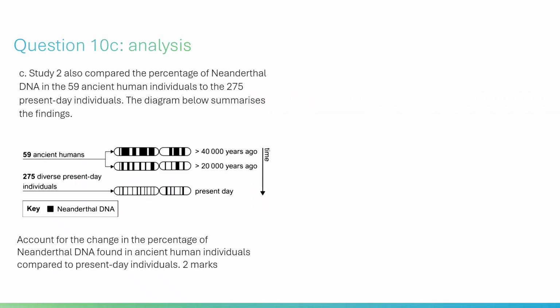Study 2 also compared the percentage of Neanderthal DNA in the 59 ancient human individuals to the 275 present-day individuals. The diagram below summarizes the findings. Account for the change in the percentage of Neanderthal DNA found in ancient human individuals compared to present-day individuals. 2 marks.